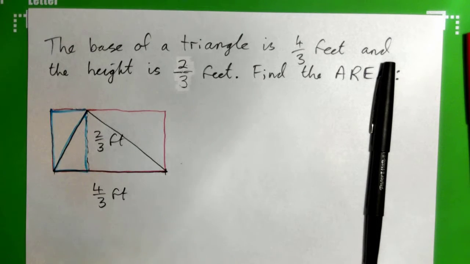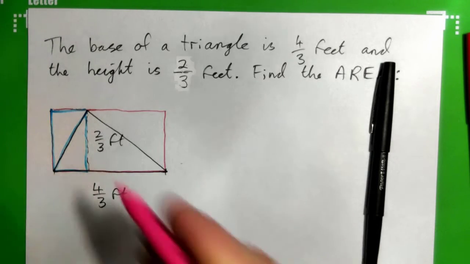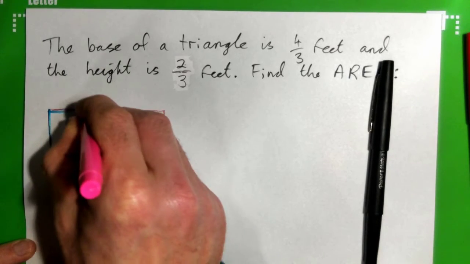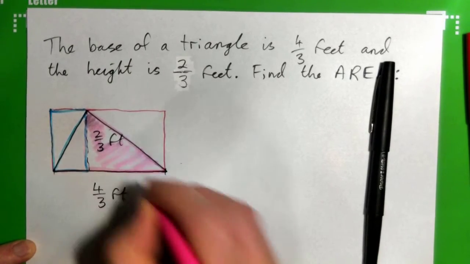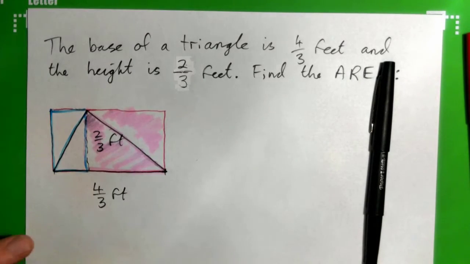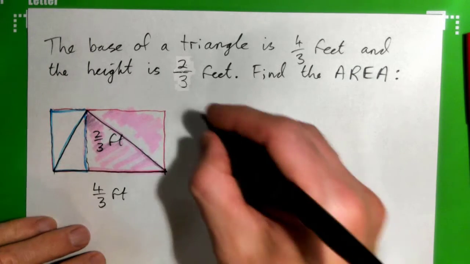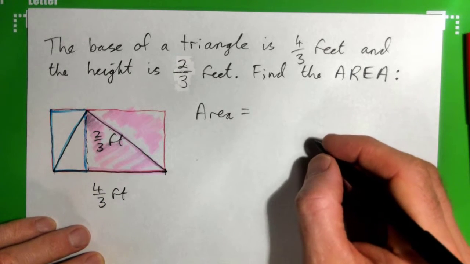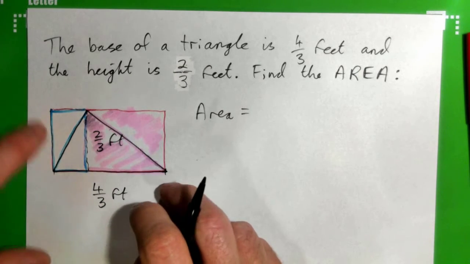How about, we'll do this one in pink or whatever. And what about this triangle here? See that? That's the same as this one. It's just flipped over, right? So that's why the area of this triangle is 1/2 the area of the rectangle.